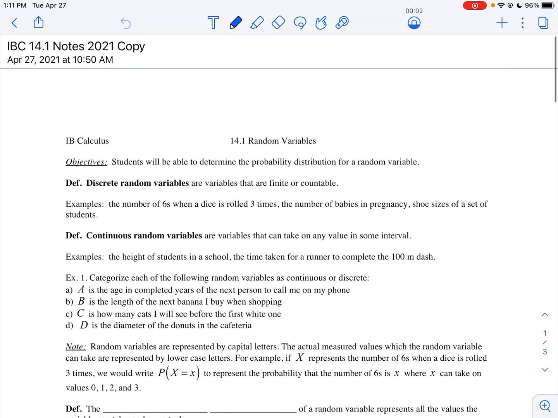All right, we are doing the 14.1 notes on random variables. So the objective: students will be able to determine the probability distribution for a random variable. So we're going to start off with a definition.